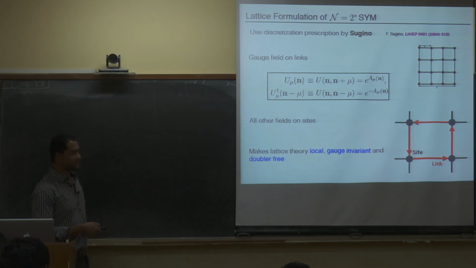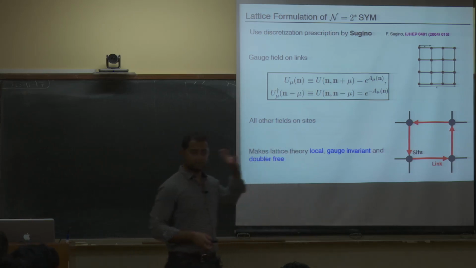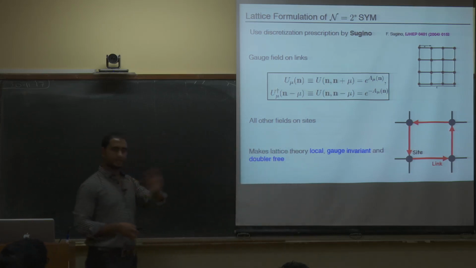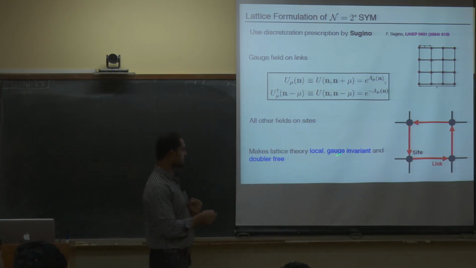So the lattice theory we obtained this way is local, gauge invariant, and doubler free. It's free from Fermi doubling problems. Sugino has shown that, and we are using the same prescription for this theory as well. So it has all these nice properties.